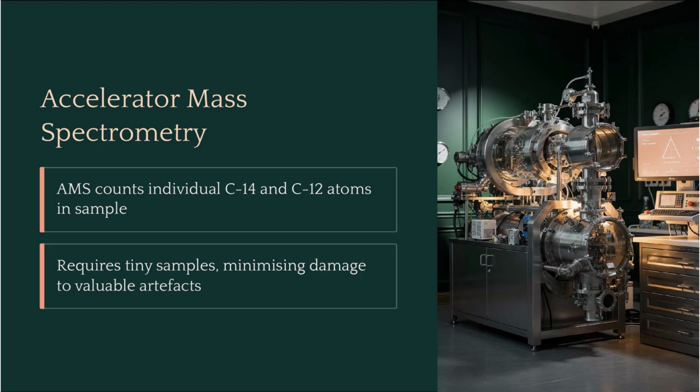Modern dating requires incredible precision, provided by a technology called accelerator mass spectrometry, or AMS. This advanced method counts individual carbon-14 and carbon-12 atoms in a sample. Because it is so sensitive, it requires only tiny samples, which is crucial for minimizing damage to valuable artifacts.